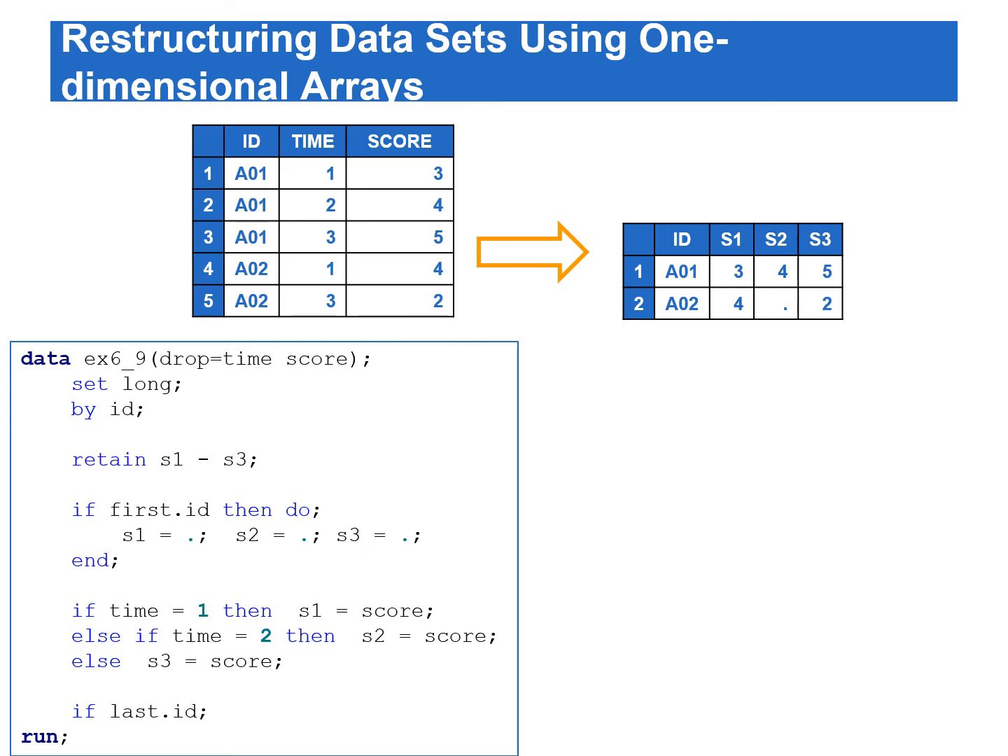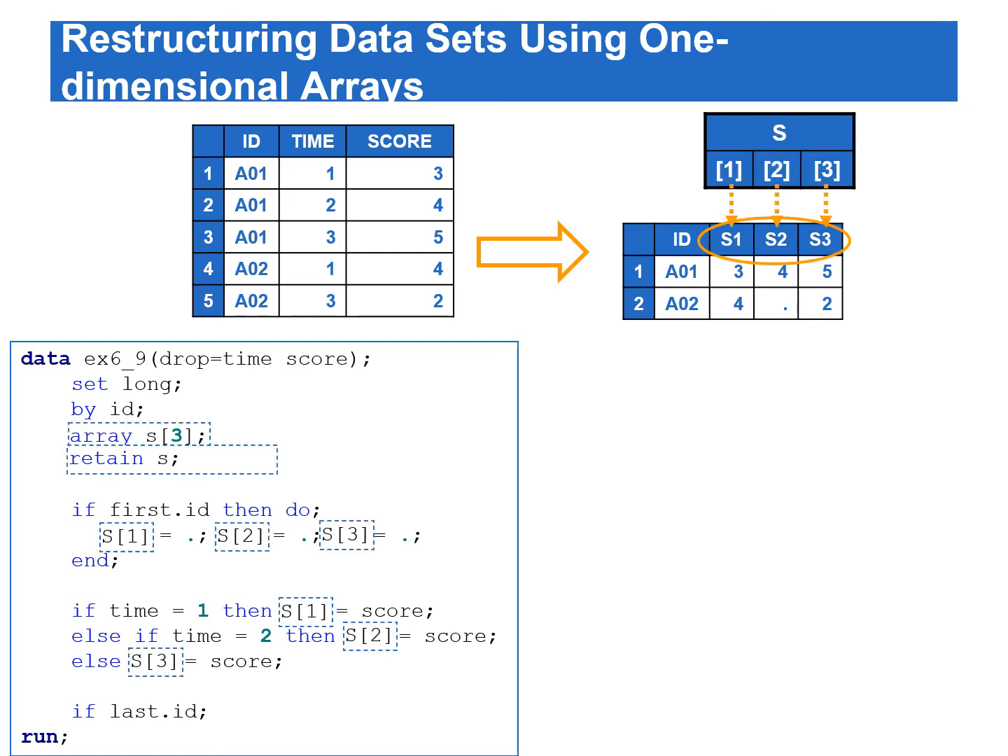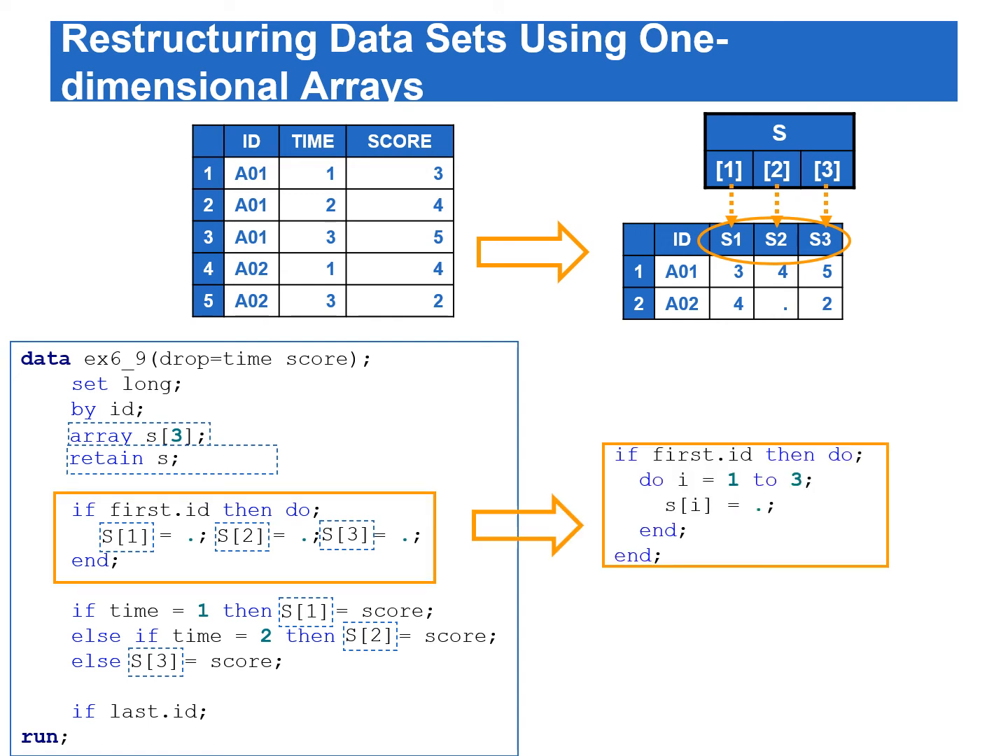Now let's see how to transform data from the long format to the wide format. We saw this program in Chapter 4. We can modify this program by using the array processing method. Again, we need to group S1 to S3 into an array by using an array statement. Then we need to use the array references in the program instead of using the variable names. When reading the first observation of each subject, that is when first.id equals 1, we can use an iterative do loop to initialize each element in the array to missing.